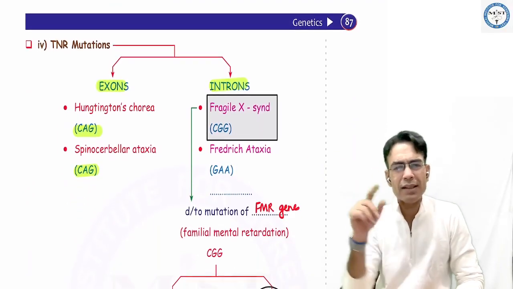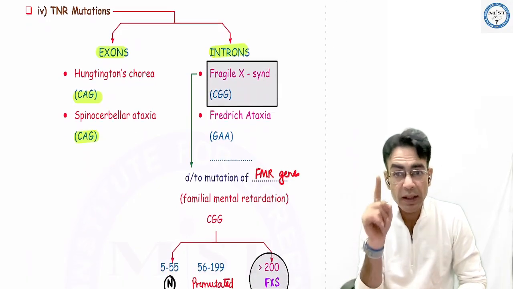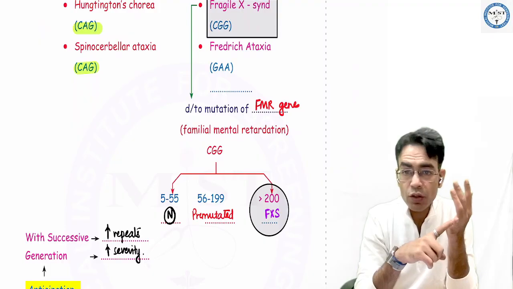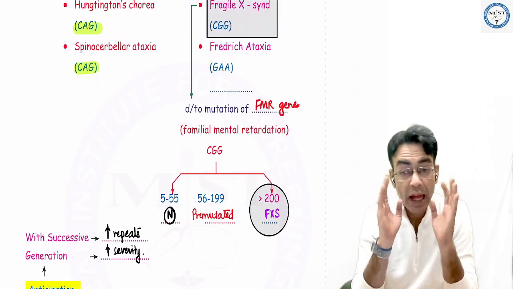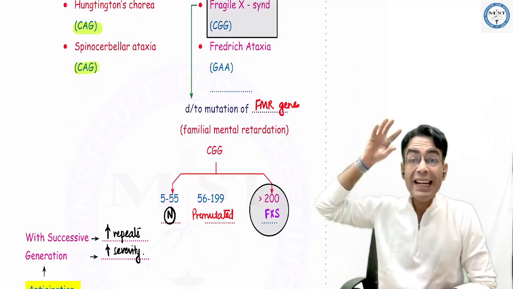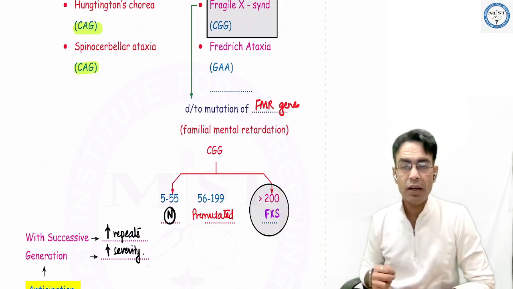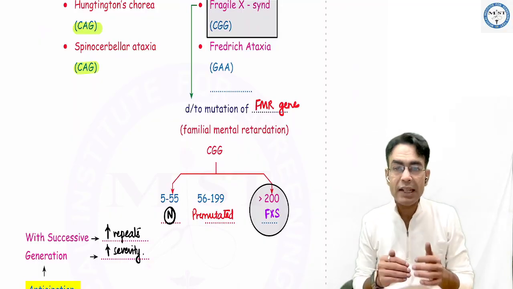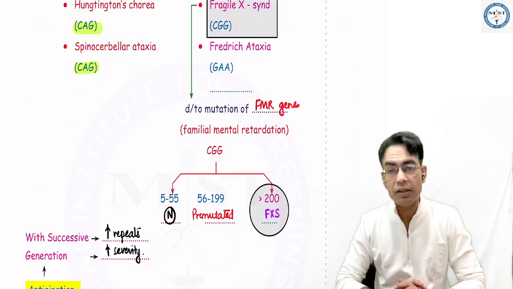Then TNR mutations: the one thing to remember is Fragile X syndrome, CGG. Fragile X syndrome is happening due to FMR gene mutation, the familial mental retardation gene. 5 to 55 CGG repeats are normal, 56 to 199 is pre-mutation, and when we have more than 200, this warrants Fragile X syndrome. Note carefully, Fragile X syndrome is the most common inherited cause of mental retardation, whereas it is the second most common genetic cause of mental retardation. What is the most common overall genetic cause of mental retardation? Down syndrome. And with Fragile X syndrome you see anticipation: with progressive generations, the repeats and the severity of the disease increase.